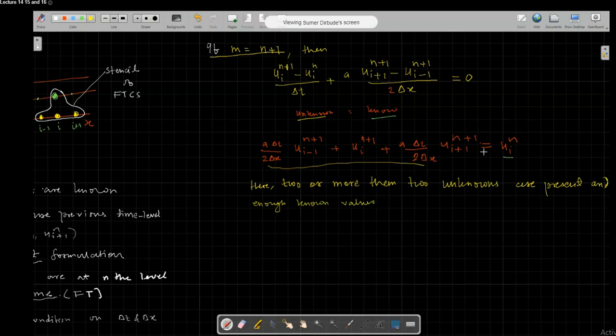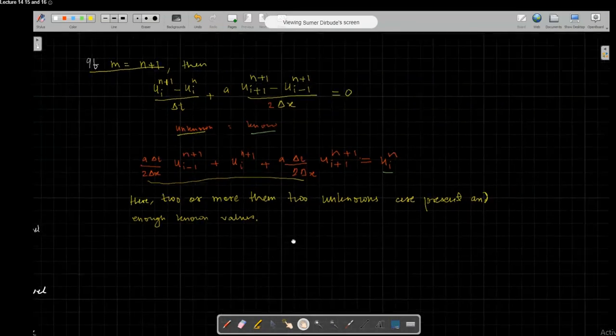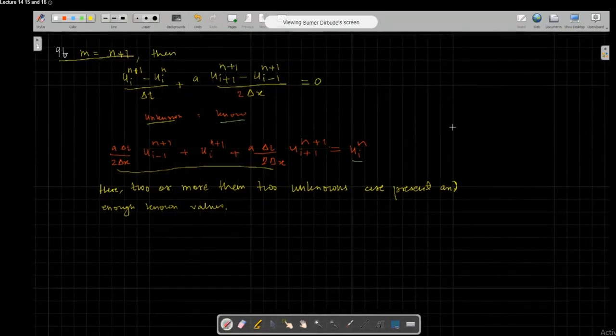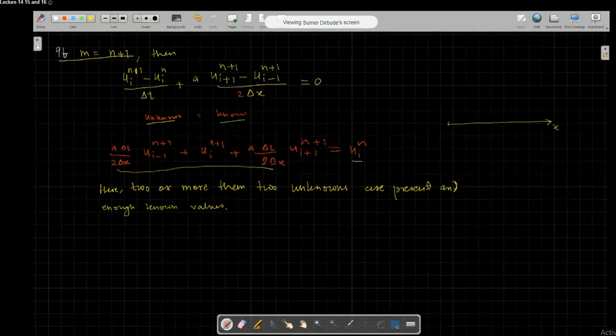If anything is not there, at least it will be 0, isn't it? Okay, so this thing is there. Now, suppose I want to see the stencil of this scheme. What do you see? Suppose this is X, this is T, and this is N minus 1. Suppose this is N and this is N plus 1.